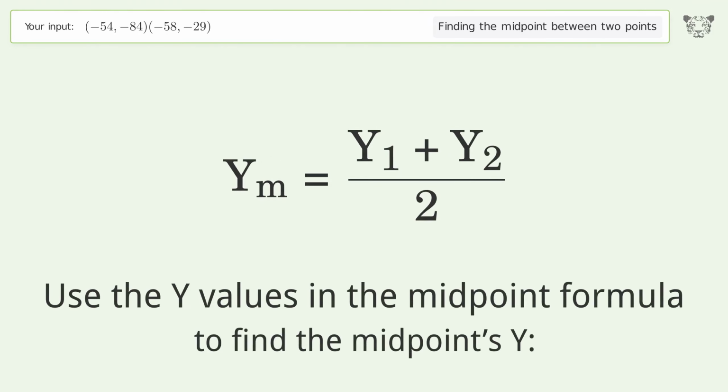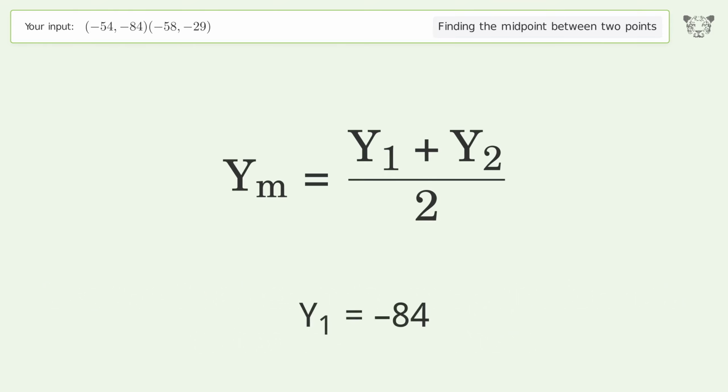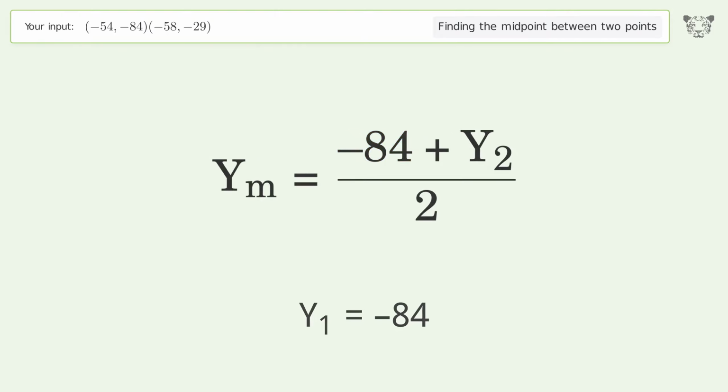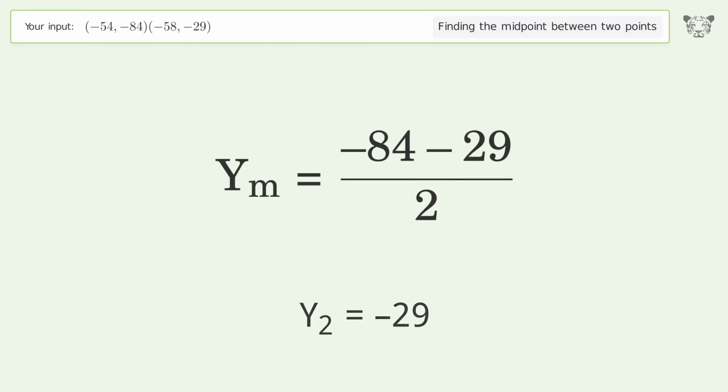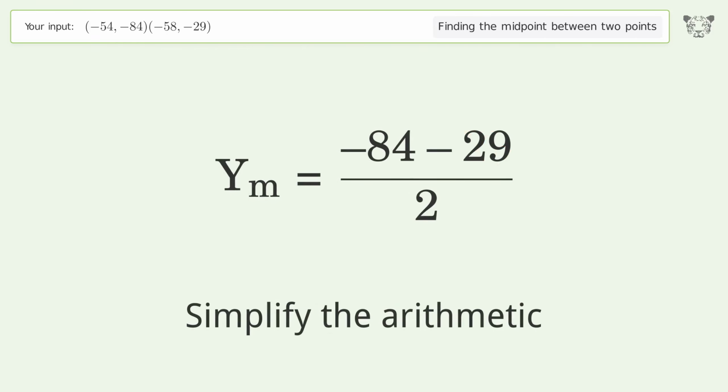Use the y values in the midpoint formula to find the midpoints y. y1 equals -84. y2 equals -29. Simplify the arithmetic.